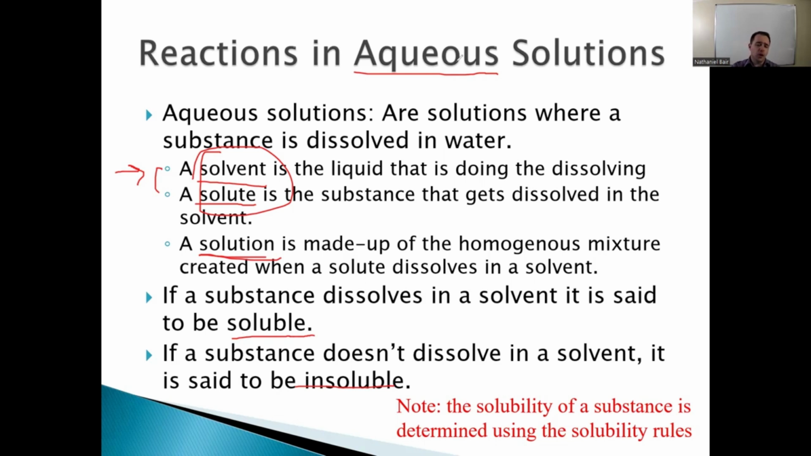If something dissolves in water, if something is soluble in water, we say that it has entered the aqueous state. That's what the little aq means. Sometimes you'll see that in reactions. We'll be writing that a bit here in a moment. So that means aqueous. That means currently dissolved in water.